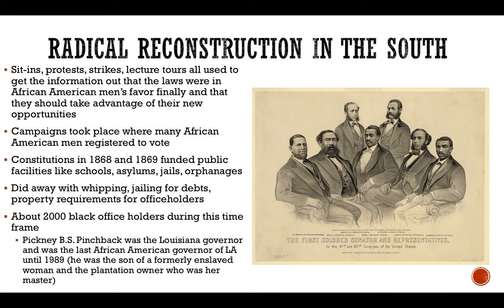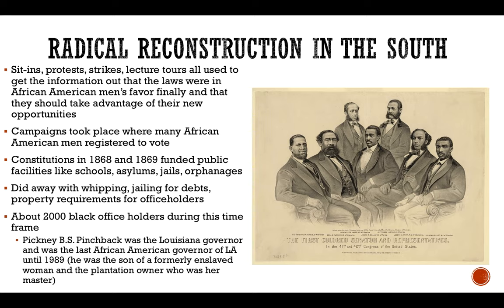The Radical Reconstruction in the South also did away with whipping, jailing for debts, and property requirements for office holders. So they were trying to open up this ability to serve in public office. They were trying to do away with corporal punishment. And jailing for debts was a huge issue. We talked about sharecropping, so people were perpetually in debt at this point, and by not jailing them, it allowed them to stay out and continue to try to make more money to pay back whatever debts they owed.